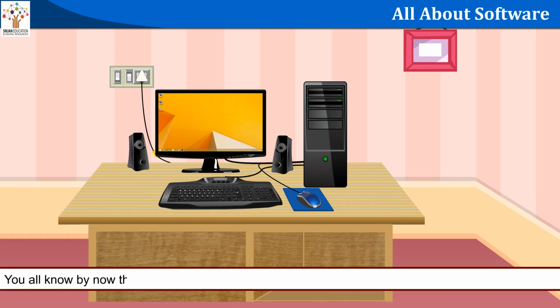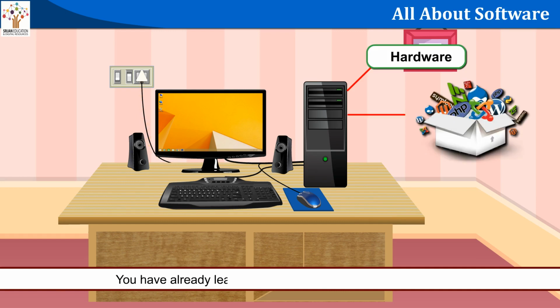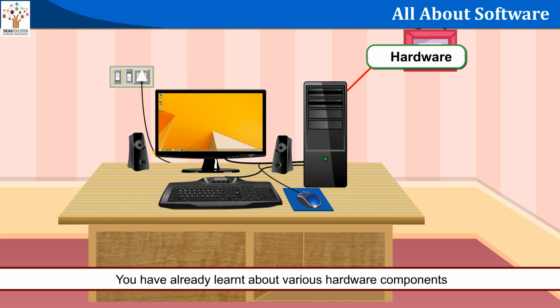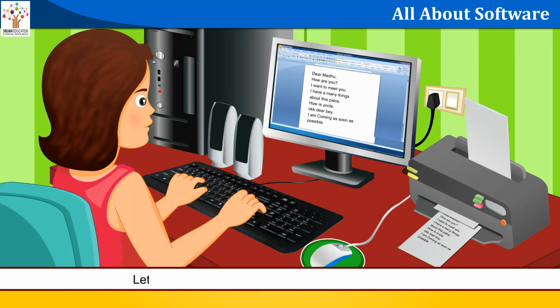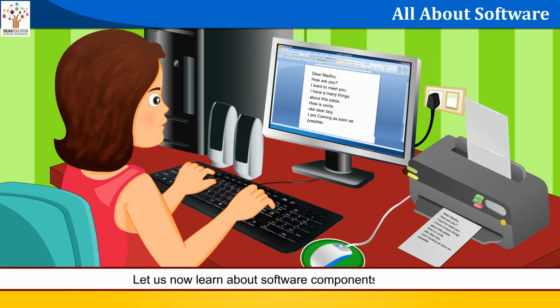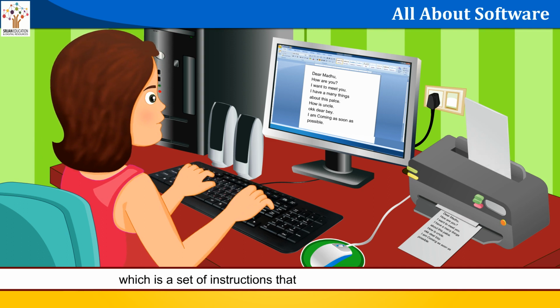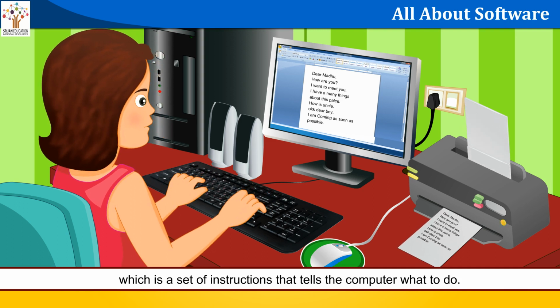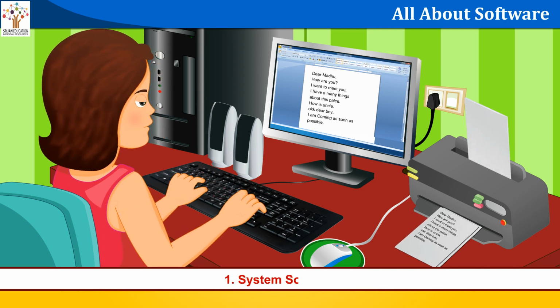You all know by now that a computer is made up of two major components, hardware and software. You have already learned about various hardware components like input, output, and processing devices. Let us now learn about software components in detail. Software is a term used to describe a computer program, which is a set of instructions that tells the computer what to do. Software can be split into following two categories: system software, application software.